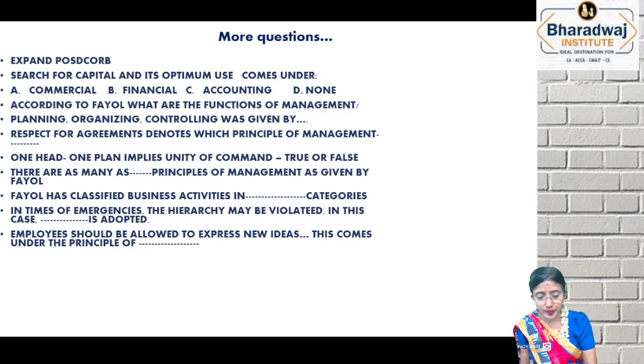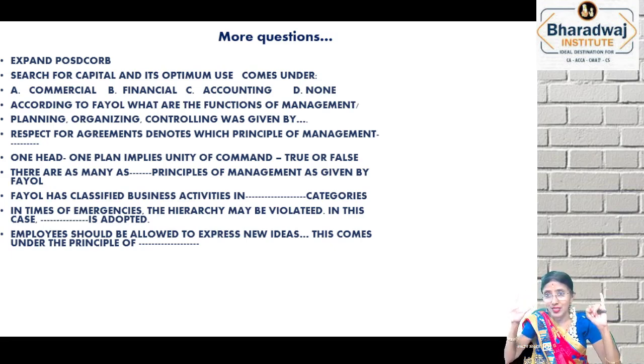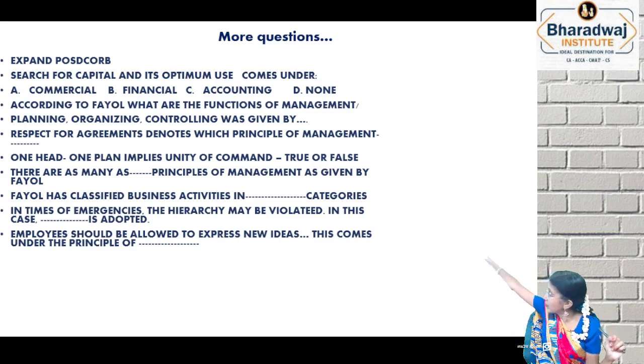So we move on now. So what is the exercise you're going to do? We were discussing this exercise. See, a variety of questions I've chosen for you. Expansion of POSDCORB. Repeated question. As given by Luther Gulick. You want me to make it big? The font is small? Fine only? Okay. Search for capital and its optimum use comes under. Why am I giving this to you? If you know, people are studying only 14 principles of Fayol. They are forgetting the 6 business activities, that classification he gave. So I've taken from there and given you.